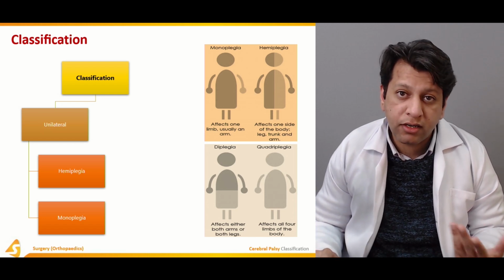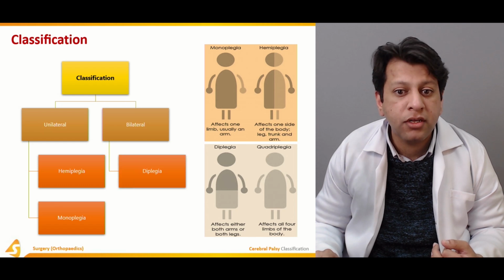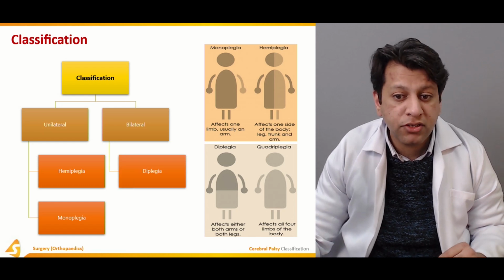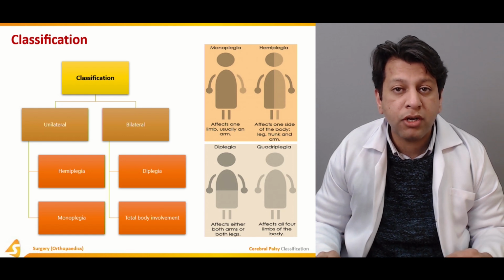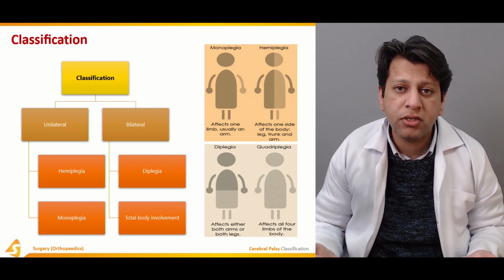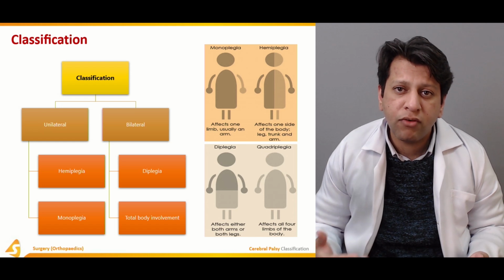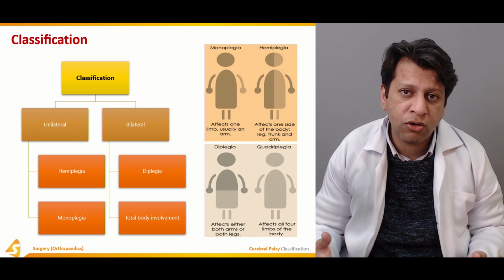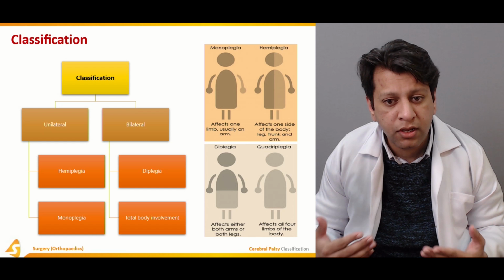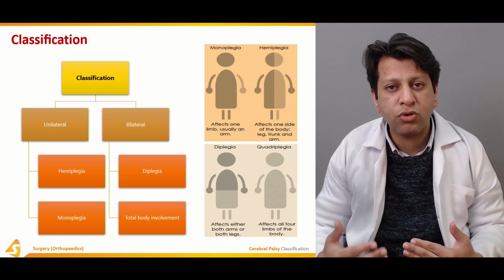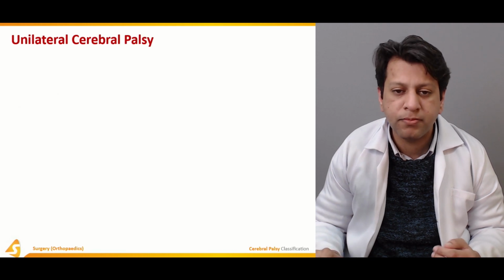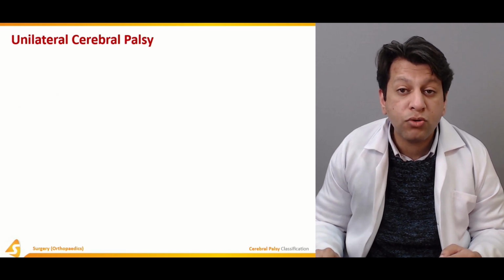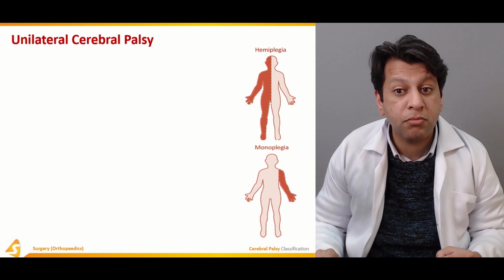Or it could be bilateral, affecting both sides of the body. This causes diplegia, and then there is total body involvement, or quadriplegia. Usually diplegia means involvement of one half, usually either the lower limbs or the upper limbs. And then total body involvement, also called quadriplegia, means both the upper limbs and the lower limbs are involved. So now coming on to what is unilateral cerebral palsy.